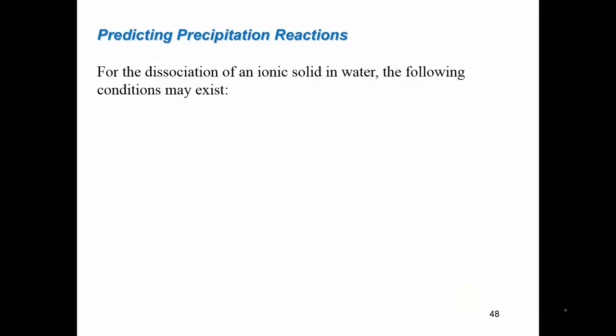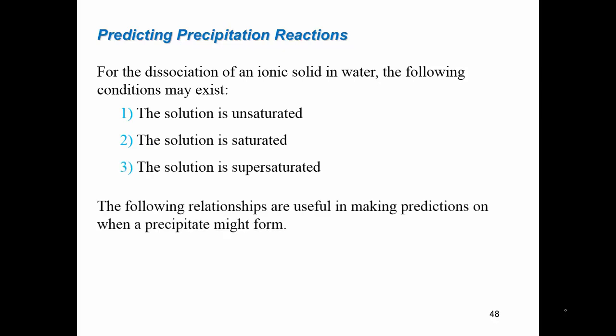In Chemistry 1, you were presented with a number of different chemical reactions, and one of those types of chemical reactions was a precipitation reaction where you use the solubility rules in order to determine if a solid would be formed, if there would be a net reaction. Now, for the dissociation of an ionic solid in water, the solution is either going to be unsaturated, saturated, or supersaturated. And what we're going to do is calculate a Q in order to figure out if you will get a solid to form.